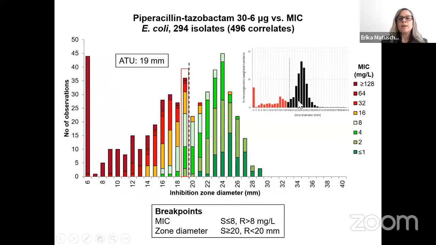This is also another data set where we can see that we normally don't have such high numbers of isolates close to the breakpoint. This is a very challenging collection where we have intentionally added many isolates with MICs close to the breakpoint.